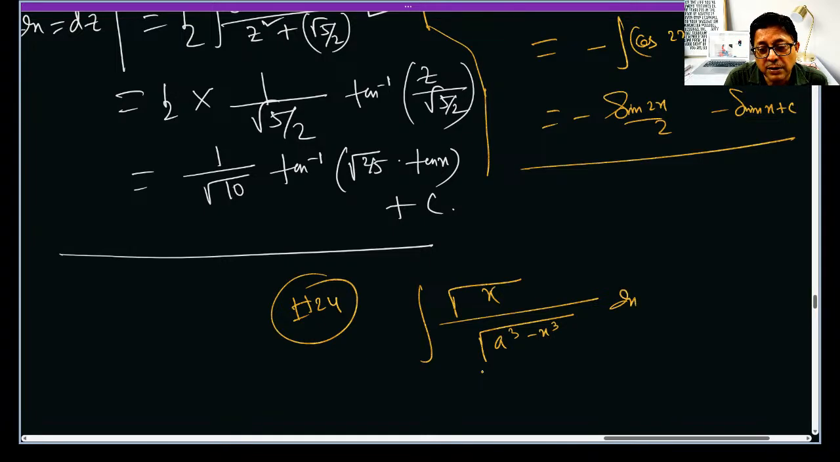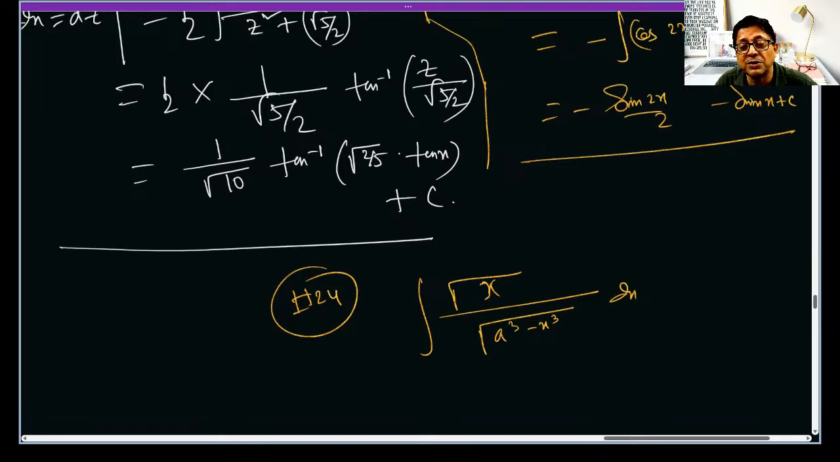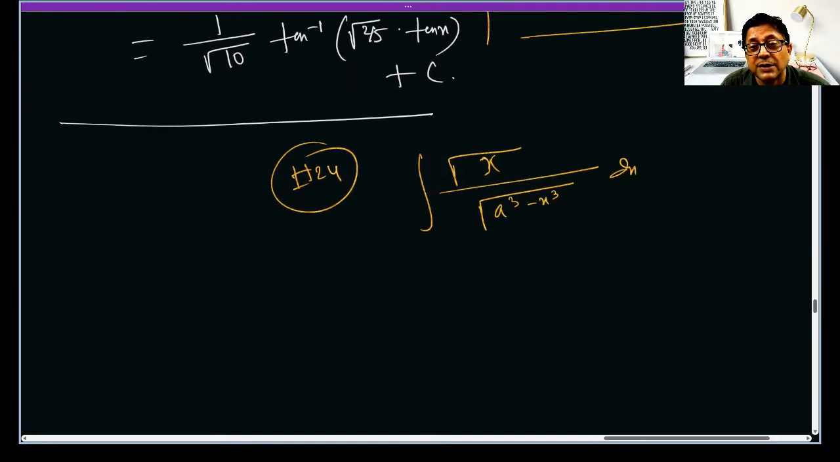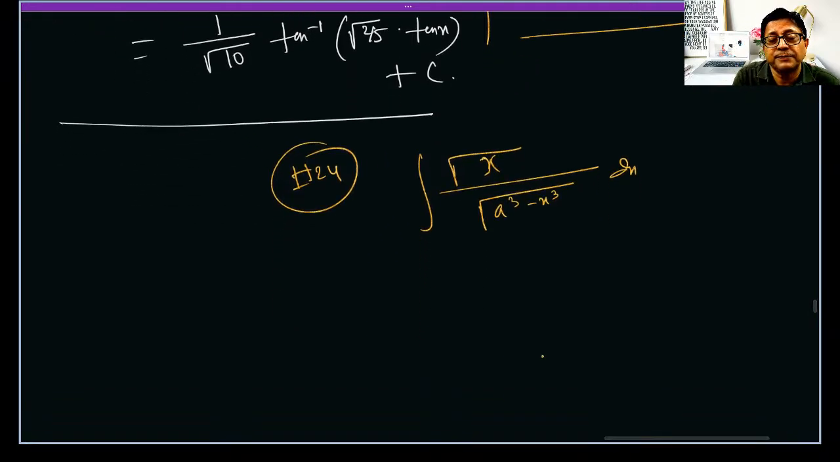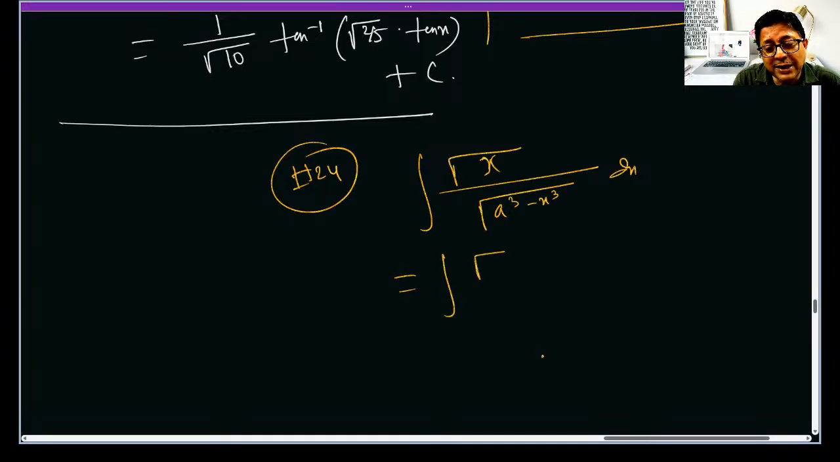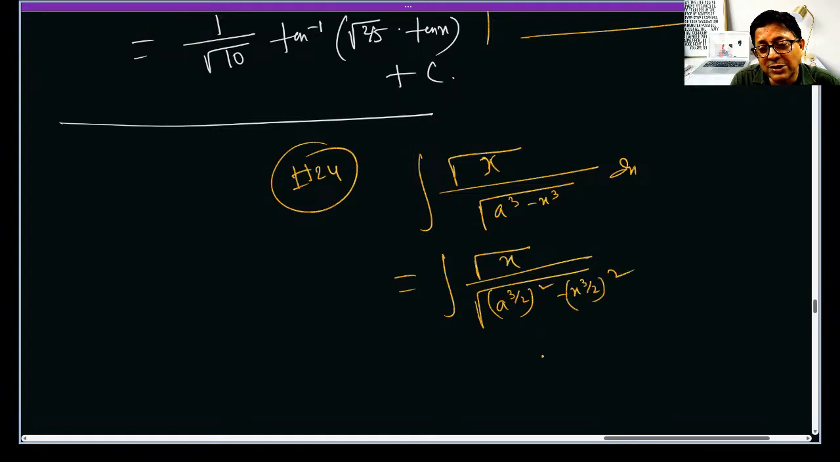Why brilliant? It is brilliant to give you trouble. Think about what substitution we have to make. So be ready, be future ready. You write this as a to the power 3 by 2 whole square minus x to the power 3 by 2 whole square dx. Do you see something over there?